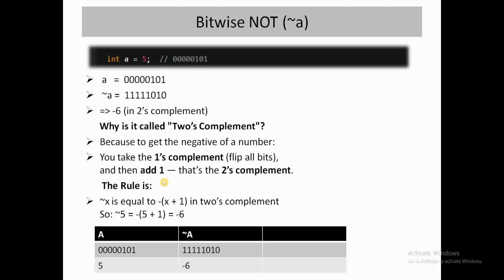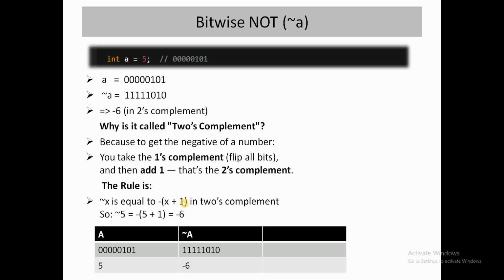And second, we add 1 to the given number, and that becomes the 2's complement. The first complement is flipping all the bits, and the second is adding one to the given number. So here is the rule you can remember for the bitwise NOT operator: minus, bracket start, x plus 1.